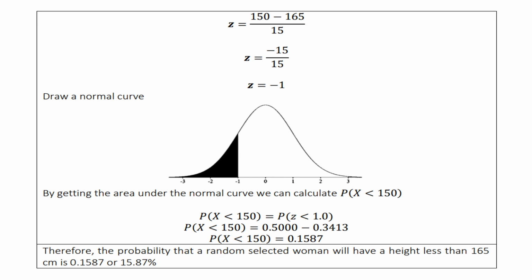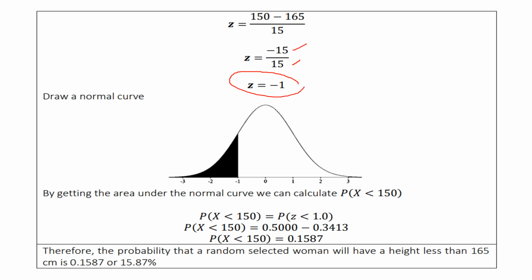As we substitute the given values for our Z score, your Z now is equal to 150 minus 165 all over 15. As we simplify, 150 minus 165 is negative 15. Then we copy your denominator, which is 15. So negative 15 divided by 15 is negative 1. So that will be Z is equal to negative 1.